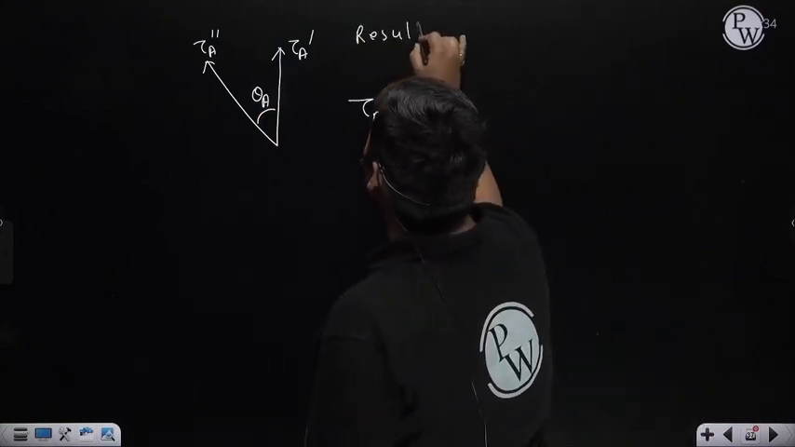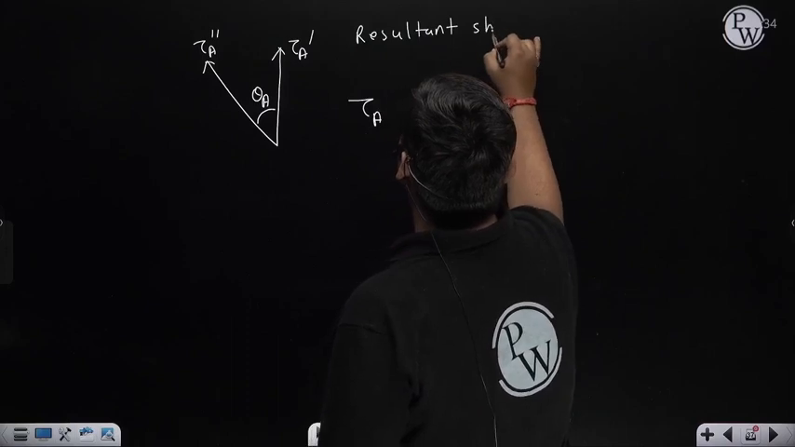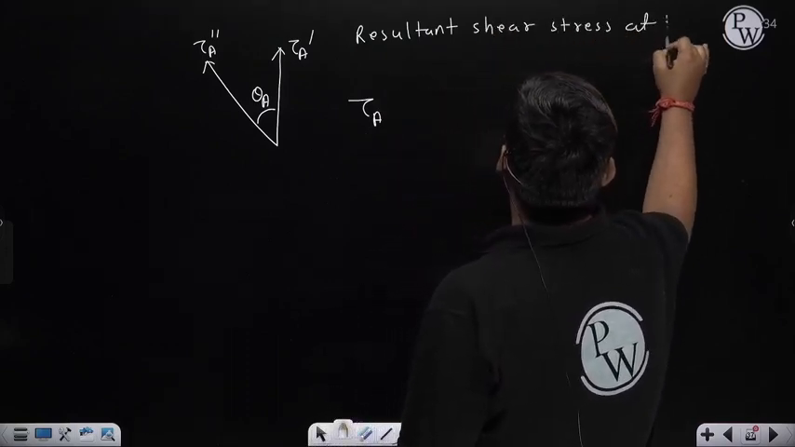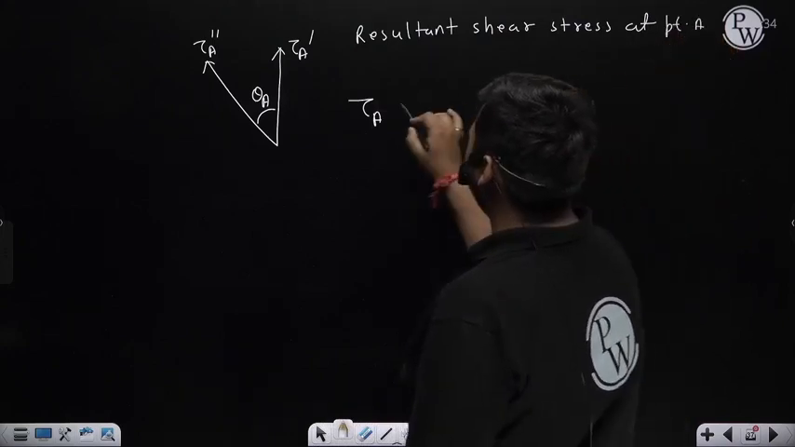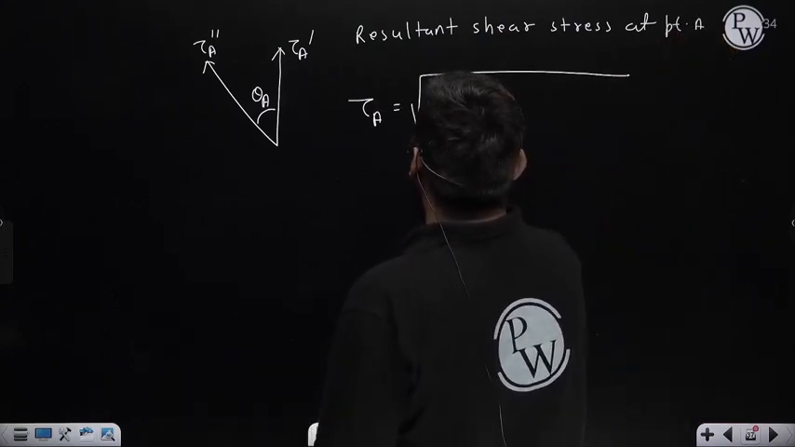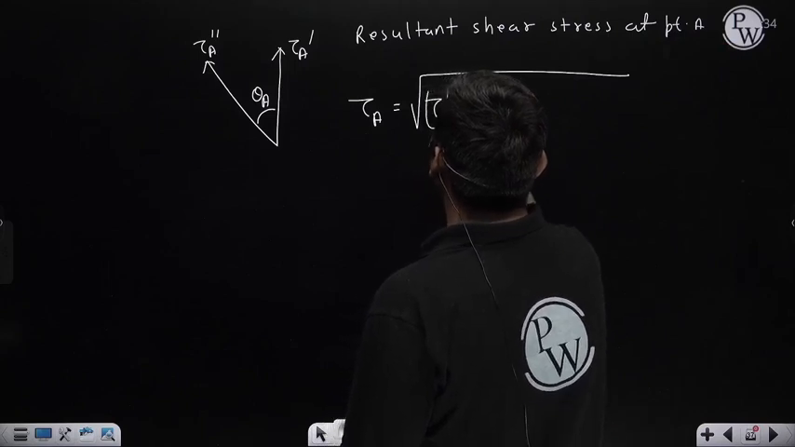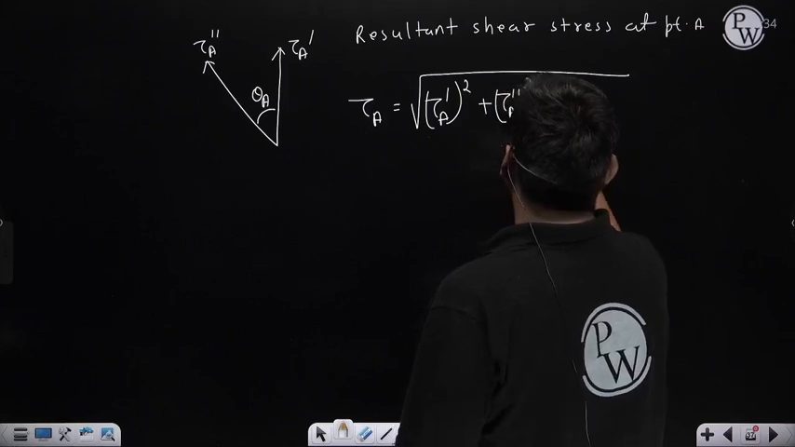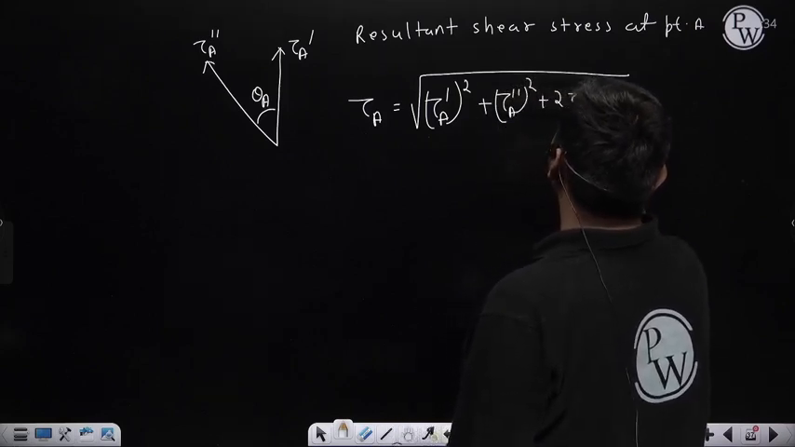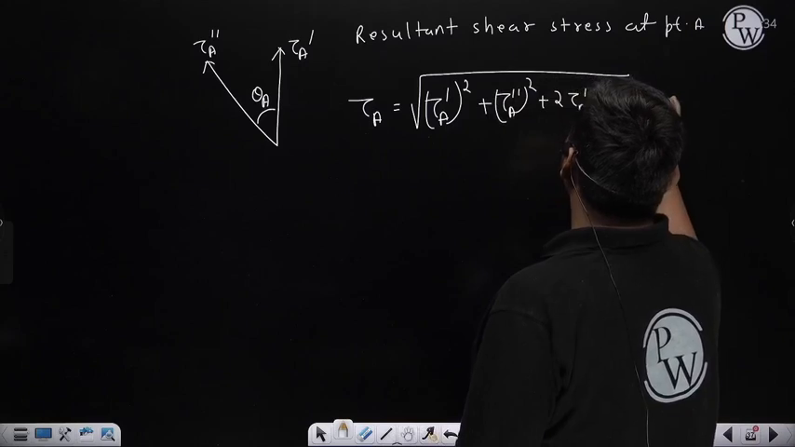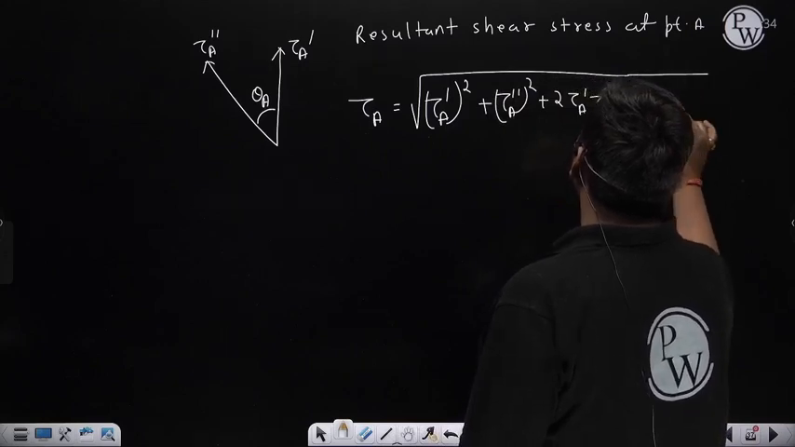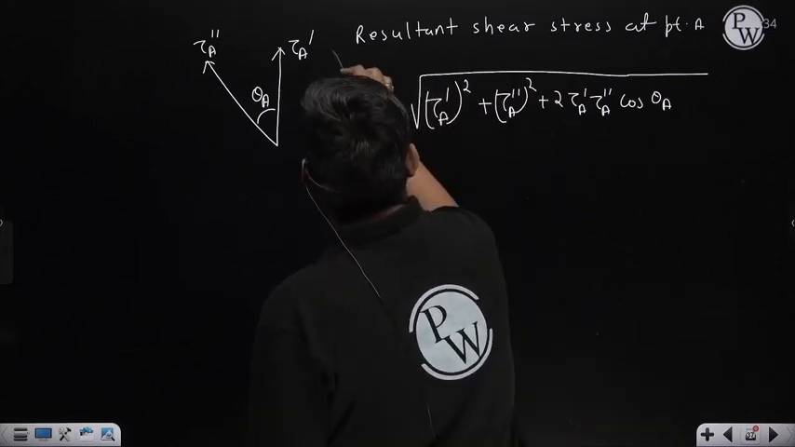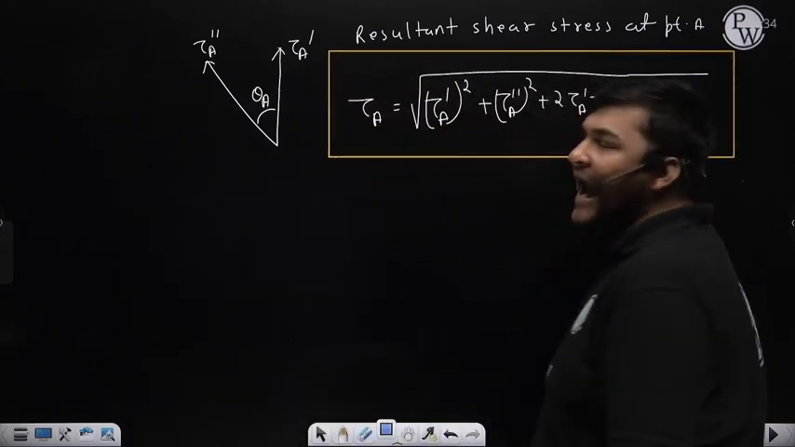Resultant shear stress at point A, and its formula is tau A dash square plus tau A double dash square. Both are shear stresses, that's why I am applying this formula. In all terms plus is coming: plus 2 tau A dash tau A double dash cos theta A. If you want, you can remember this formula. This is an important formula. So this is the resultant shear stress at point A.